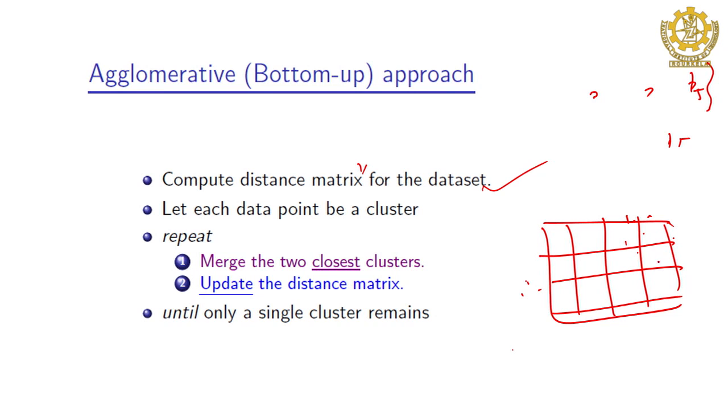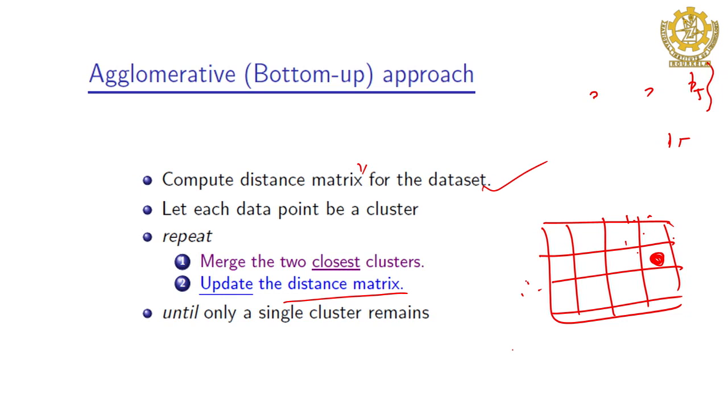So, you find the 2 closest clusters here. This is the minimum distance, and you merge these 2 clusters. Now, when you update it, you update the distance matrix according to the distance formula. When you merge, you always choose the closest one.